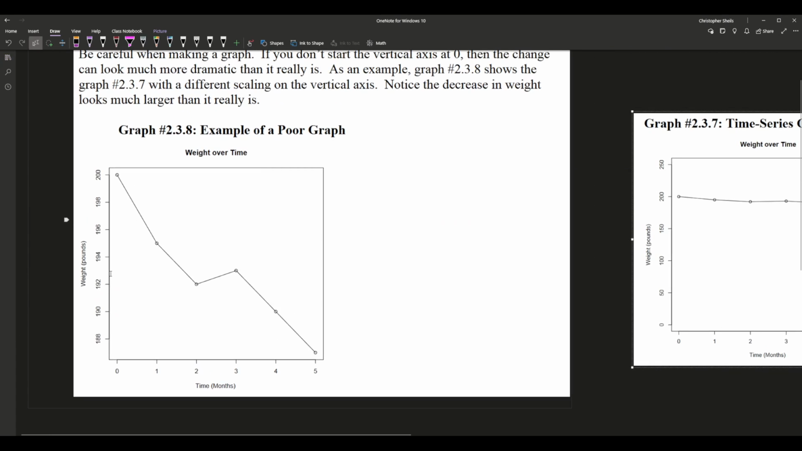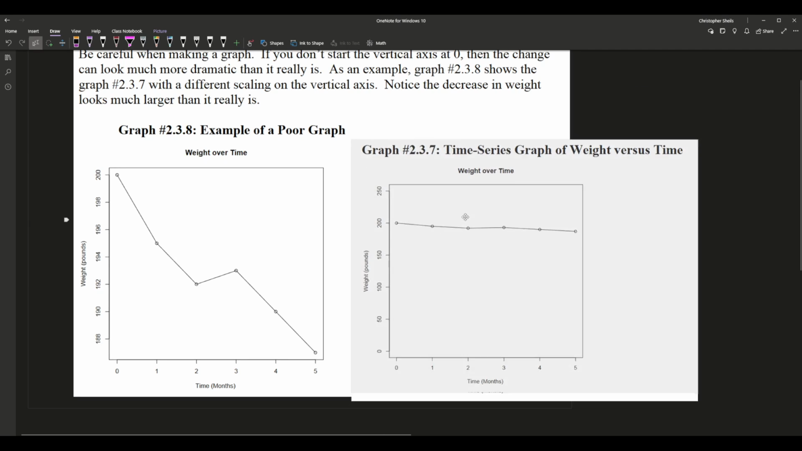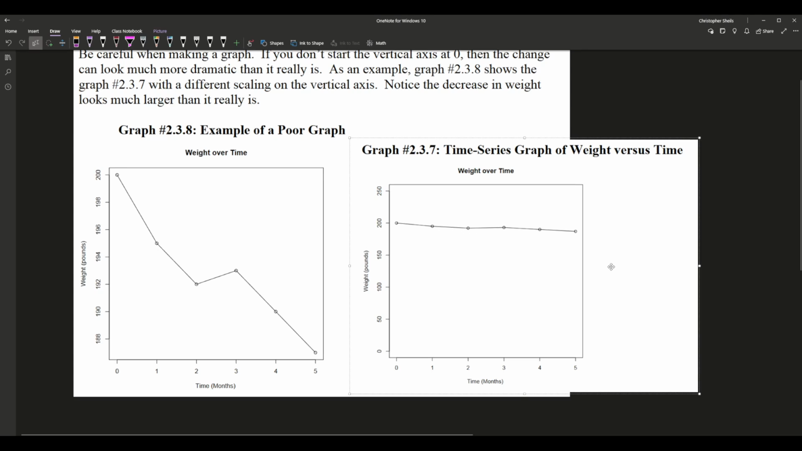Notice how they started the weight here at, I guess down here would have been 186, right? So the first notch here is 188 instead of starting at 0. As a result, this decrease in weight looks very large on this left-hand graph, right? Whereas it's actually not that large whenever we look at this graph that is properly scaled.